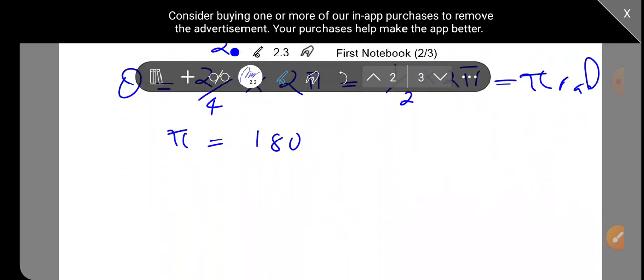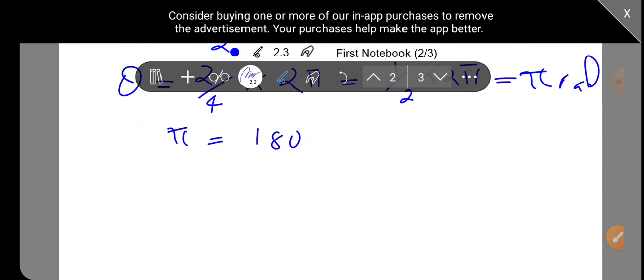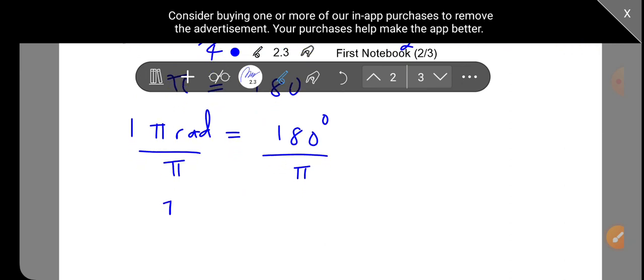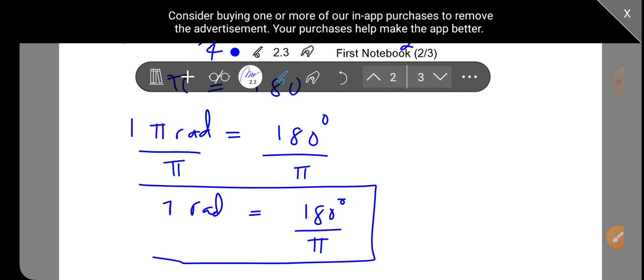So using that relationship, we can establish our own relationship, whereby we can say that pi rad is equal to 180 degrees. Therefore, to get 1 rad, you divide both sides by pi. Therefore, 1 rad is equal to 180 degrees divided by pi. So you can use this conversion to convert from radians to degrees.